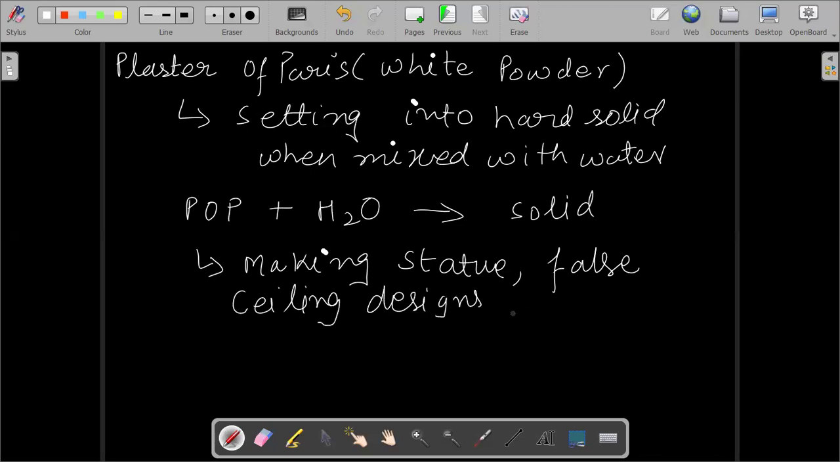Also, one of the main applications of POP is in fixing of bones. Yes, someone was saying something. It can also be used in theater walls, right? It absorbs sounds, yeah, as a soundproof. Okay.